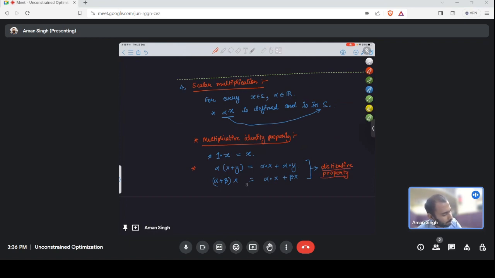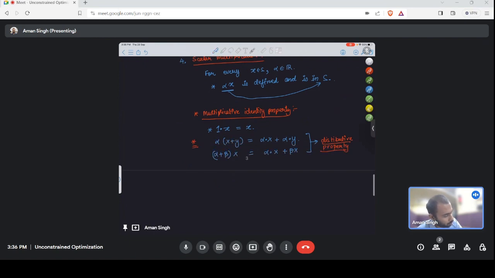Basically, your scalar multiplication should follow these distributive properties, and we should also follow one associative property, that is alpha beta x should be equal to alpha times beta x.